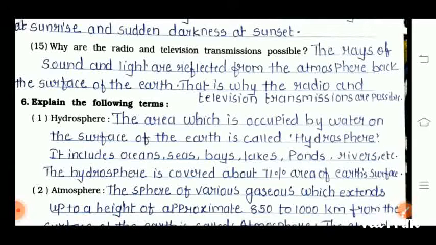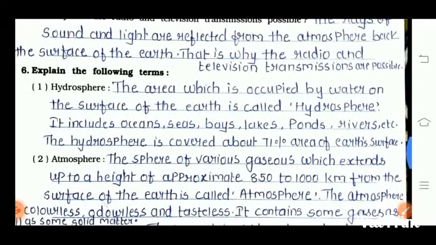Question number 6 is explain the following terms. Hydrosphere, the first one. The area which is occupied by water on the surface of the earth is called hydrosphere. It includes oceans, seas, bays, lakes, ponds, rivers, etc. The hydrosphere covers about 71% area of earth's surface.